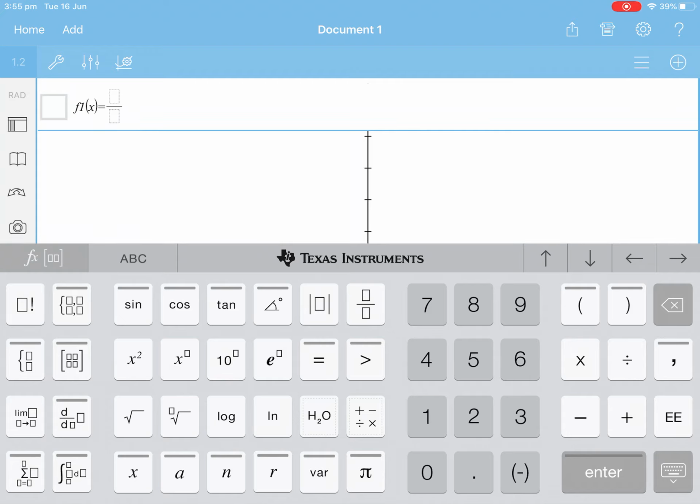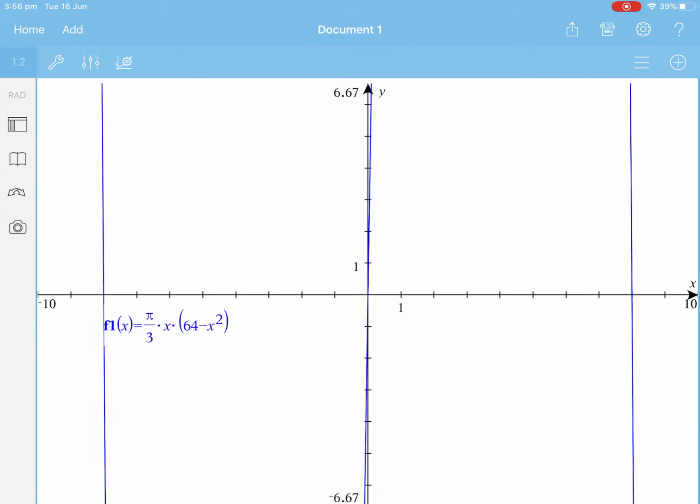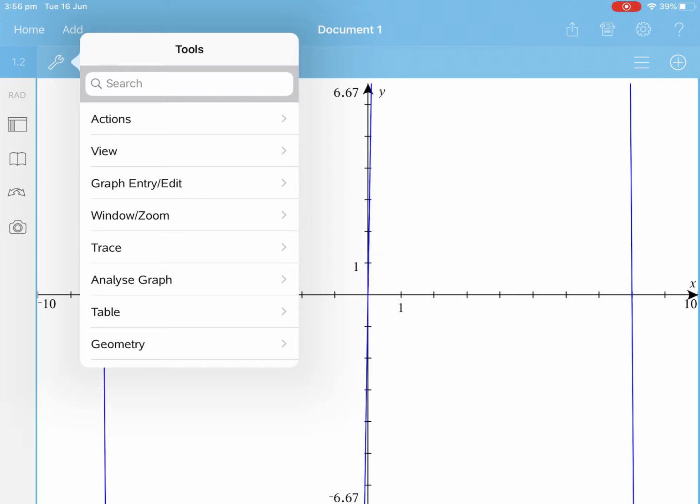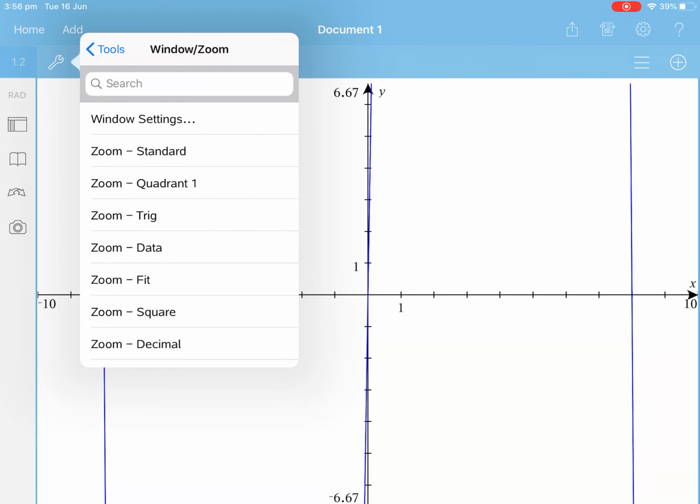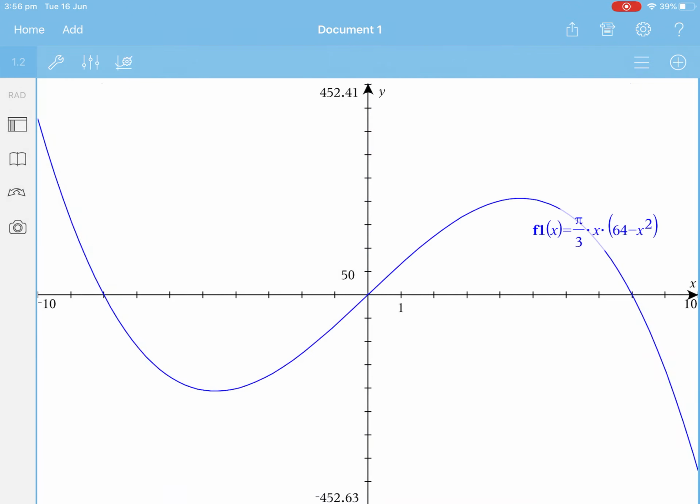So I've got a fraction of pi over 3 times the x value times by 64 minus x squared. Hit enter, and all of a sudden I've got this graph that looks horrible. I've got 3 lines, I don't really know what's going on. So it looks a little bit different on the iPad, but if I press the menu button and then zoom, and you can try, I always try a zoom fit.